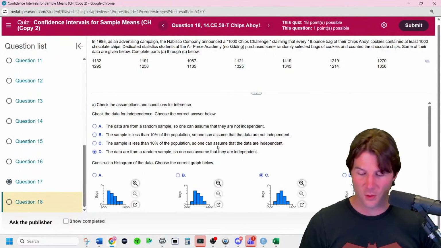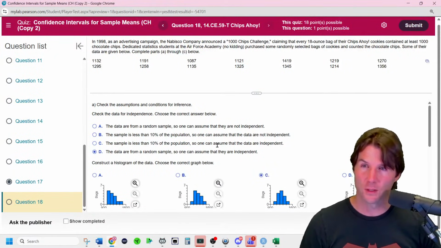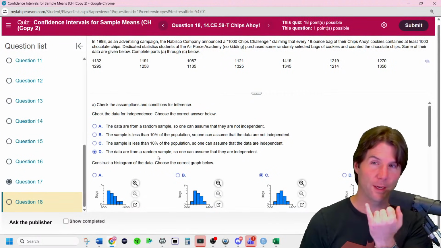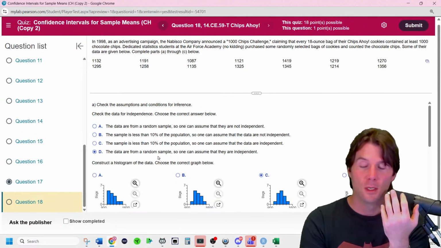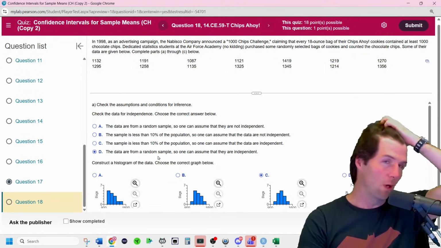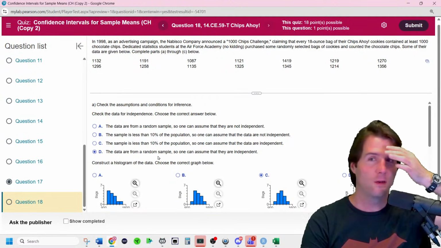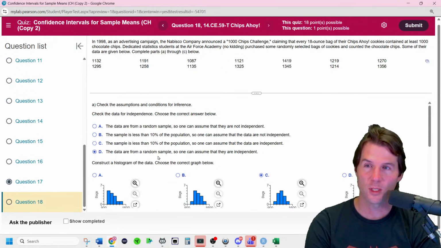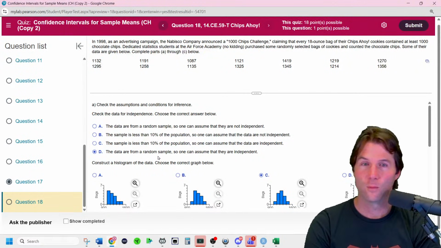Does that make sense, Peyton? This is a really good question. It's one of my favorite ones, because you got to know the conditions. Random, 10%, nearly normal. You should know how to look at a histogram to evaluate it and see which one's right. You should know how to put data into Excel to get a confidence interval and know what the confidence interval means. I'm 95% confident the true mean chips per bag is contained in the interval blank to blank. It's a really good question. What should we do next?